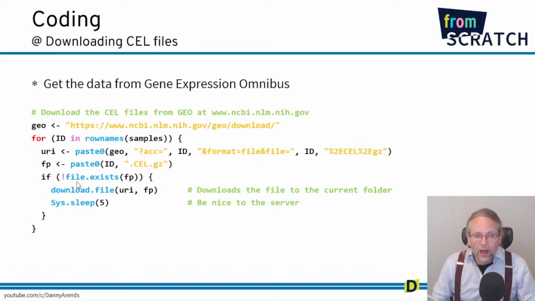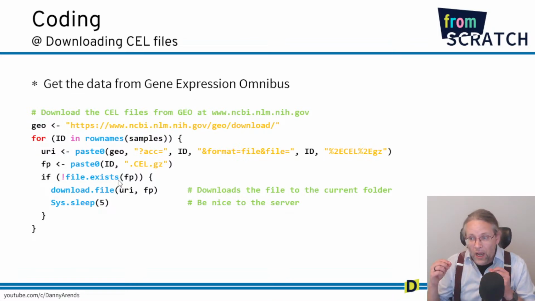I also need to tell the download file function where I want to save them to. So I'm going to make an FP, for file pointer, which is going to be just the ID and then .cell.gz. So I'm using the paste0 function so that it doesn't include any spaces between the different words, because this needs to be a single long URL, and this needs to be kind of the name of the file, and I don't want any spaces in there. So the files that I'm going to save are just going to be gsm28627.cell.gz.